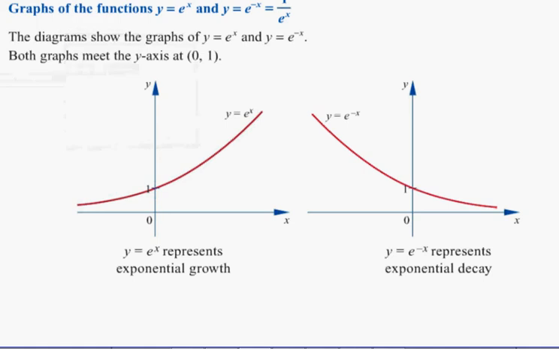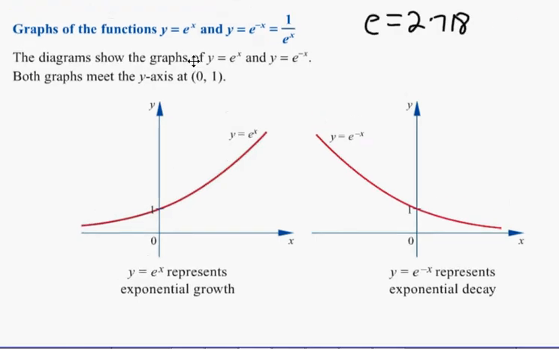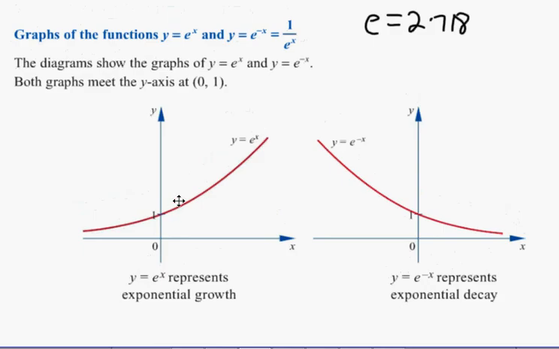Okay guys, e is the number 2.718 and lots of other decimals after it. What e is used to do is to model population growth and things like exponential decay. Now let me show you how it does this.